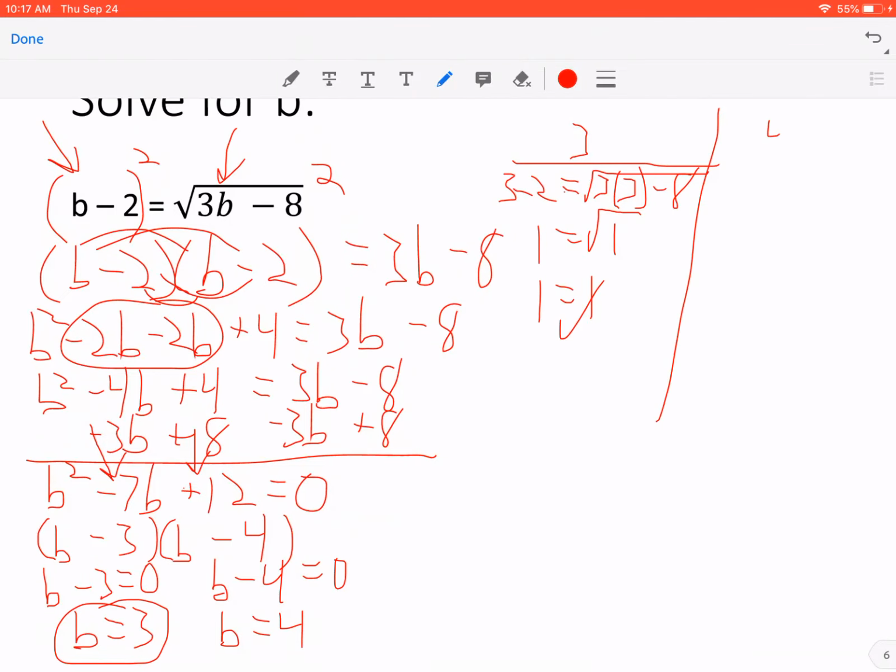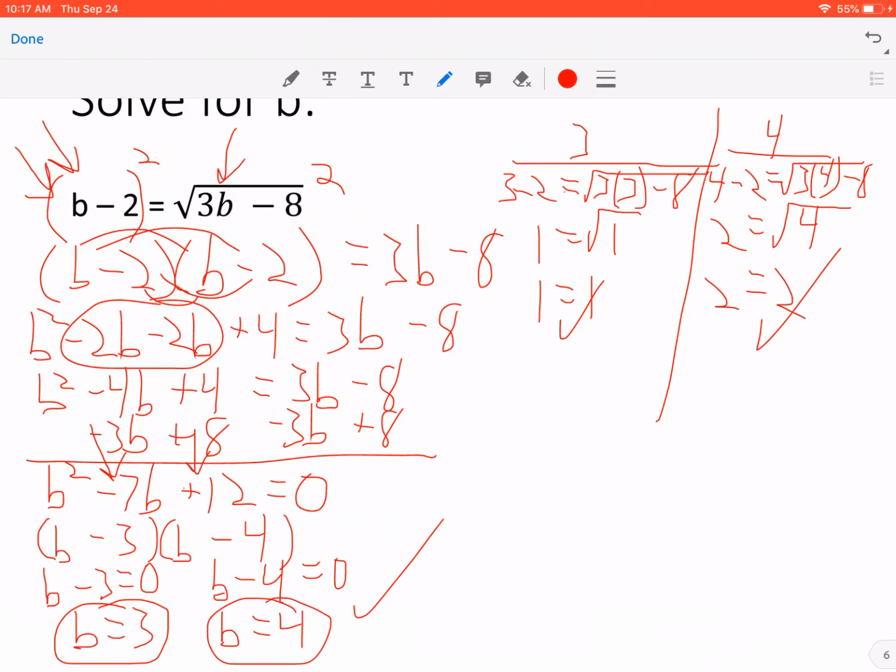All right, let's try 4. Let's leave a little bit of room here. So that's going to be a 4 in here for b. 4 minus 2, which is 2, equals the square root of 3 times 4 minus 8. All right, 4 minus 2 is 2. 3 times 4 is 12. 12 minus 8 is 4. Is the square root of 4 2? Yes. So that one works. So both answers work, no extraneous solutions. That's it.